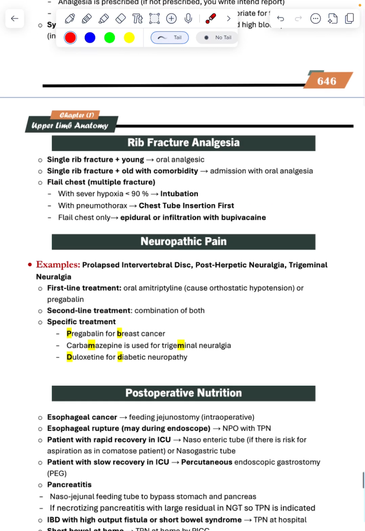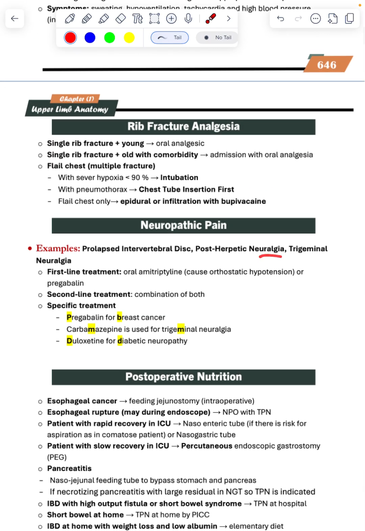Neuropathic pain: prolapsed disc, post-herpetic, traumatic. First line is amitriptyline; if it causes hypotension or orthostatic hypotension, give pregabalin. Second line treatment: combination of both. Specific: pregabalin for breast cancer, carbamazepine for trigeminal neuralgia, and duloxetine for diabetes.